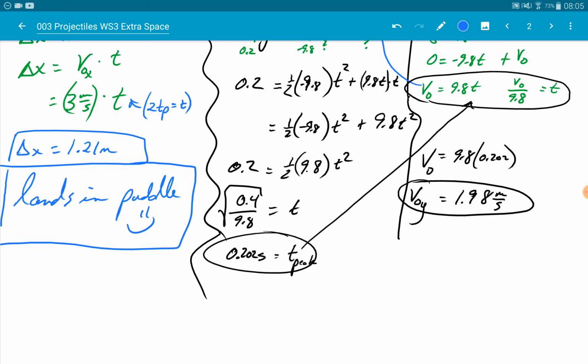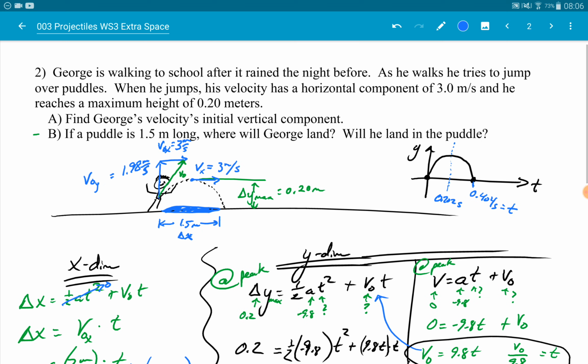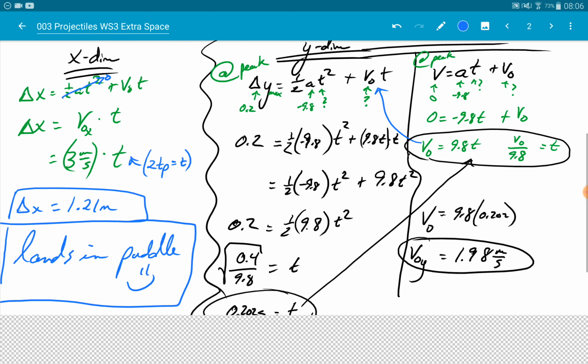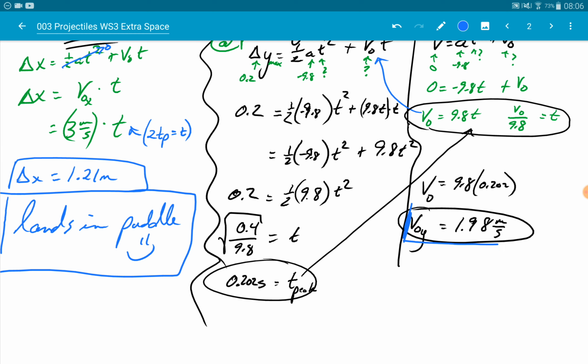So yeah, did we get everything? Let's reread the problem here. Initial vertical velocity, we got that. And does he land in the puddle or not? Where does he land? We got that too. Where's my initial vertical velocity? That one's this one right here. Maybe I'll put that in a box there as well, because that was part of my final answer. And the circle ones were kind of like intermediate.